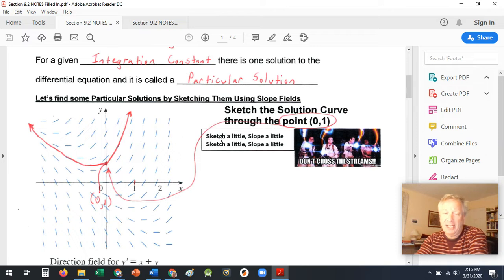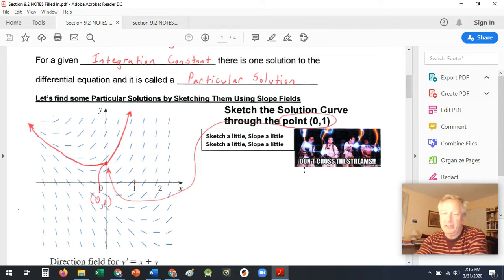And my little thing here: sketch a little, slope a little. Right here, I can see the slope is about that, so I would start going up in that slope. When I get to here, the slope changes to about that, so I go a little bit steeper. When I get here, the slope line's even steeper. I see what the slope is in that area and follow that slope line a little bit further. That's how we generated aerodynamic data for reentry vehicles.